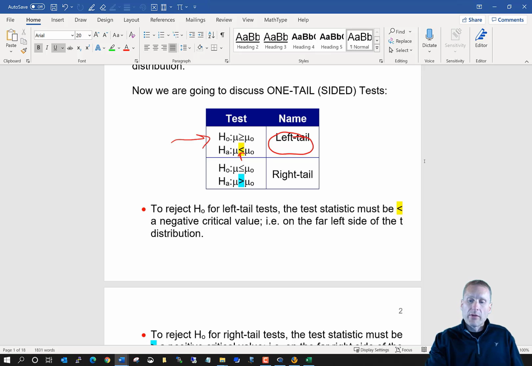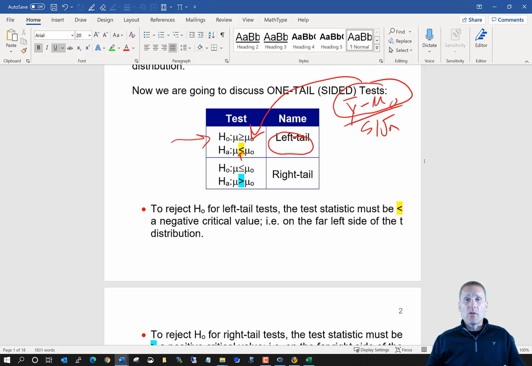Why is that important? Well, take a look at y bar minus mu0 over s divided by square root of n, which is our test statistic. We are going to need y bar to be less than this value of mu0 in order to reject. So that means y bar minus mu0 is going to have to be negative. That means you are going to need to be on the left side of that distribution.